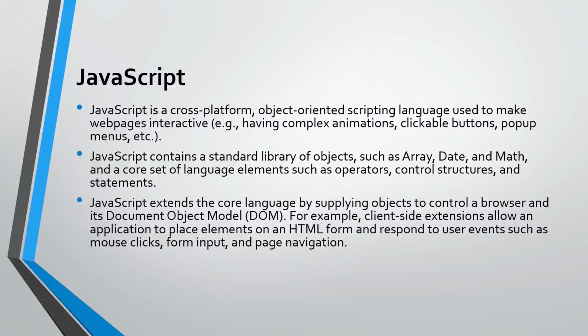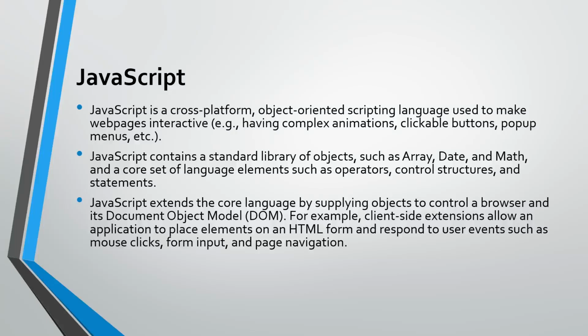JavaScript contains a standard library of objects such as array, date, math, and a core set of language elements such as operators, control structures, and statements. JavaScript extends the core language by supplying objects to control a browser and its document object model. Generally, it is called DOM. For example, client-side extensions allow an application to place elements on an HTML form and respond to user events such as mouse clicks, form input, and page navigation.